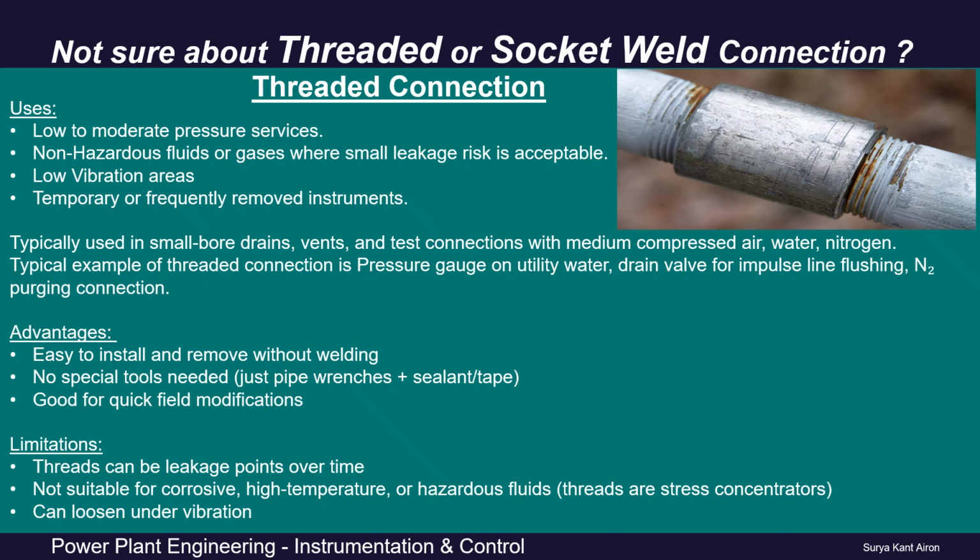Typical examples of threaded connections are a pressure gauge on the utility water, drain valve for impulse line, flushing and purging connections, etc. The advantages: first, it is easy to install and remove without welding. Second, no special tool is needed, just pipe wrenches and sealant or tape. And third, it is good for quick field modifications.